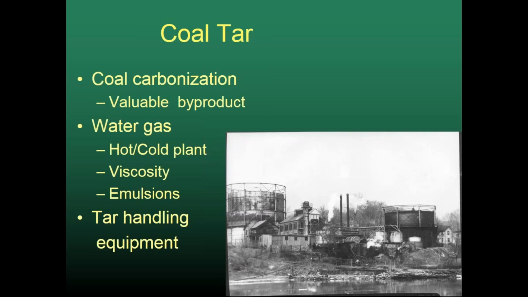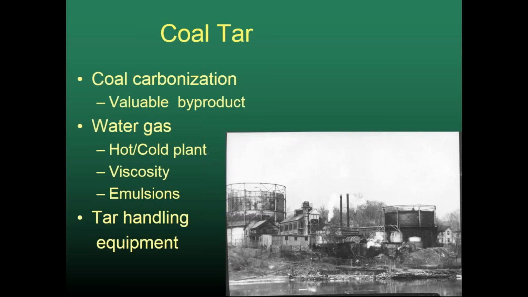And it was big news when your municipality got a gas plant, because you went from candles to gas lights that you could turn on the wall, and you went from a wood stove or coal stove to a gas stove that worked just like the stove you have in your house now. While coal carbonization was the principal process used to make that combustible gas, the tar was generally a highly valuable byproduct, and it was managed fairly well.